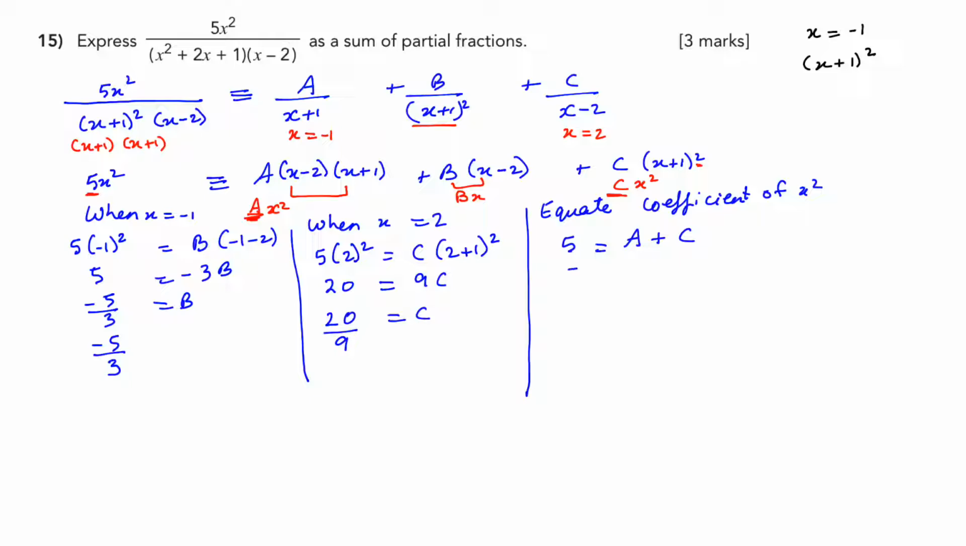We have already found our C, so we'll replace it. And then bring the positive 20 over 9 to the other side. And you will get 25 over 9 is your A.